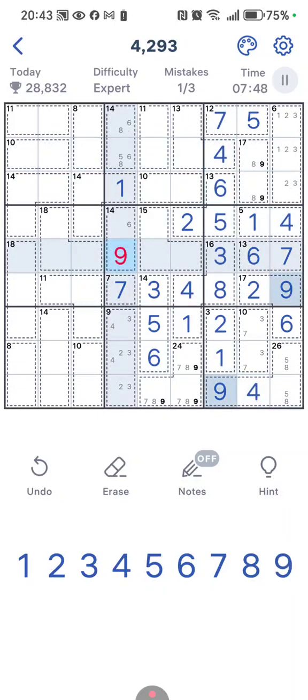Okay, so here, oh, damn it. Can't be 9 because this is 6 and 9. That has to pair with 5 and 8. So then what's left over? So this has to be 1.